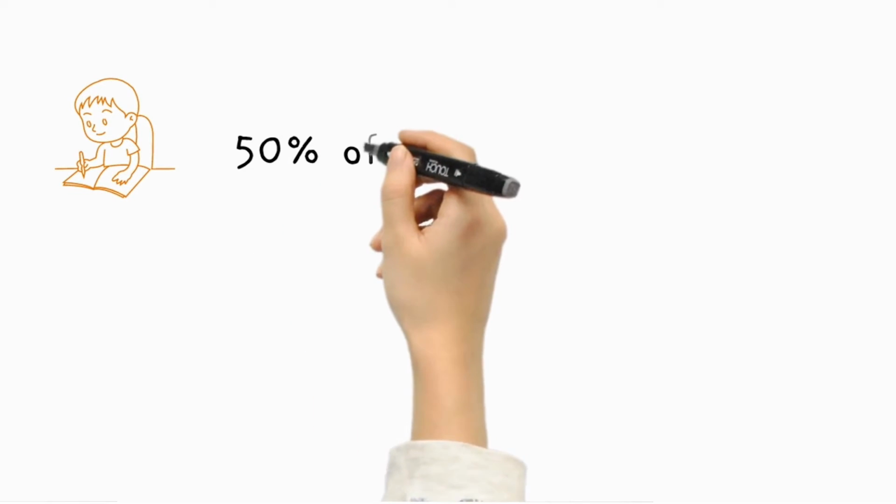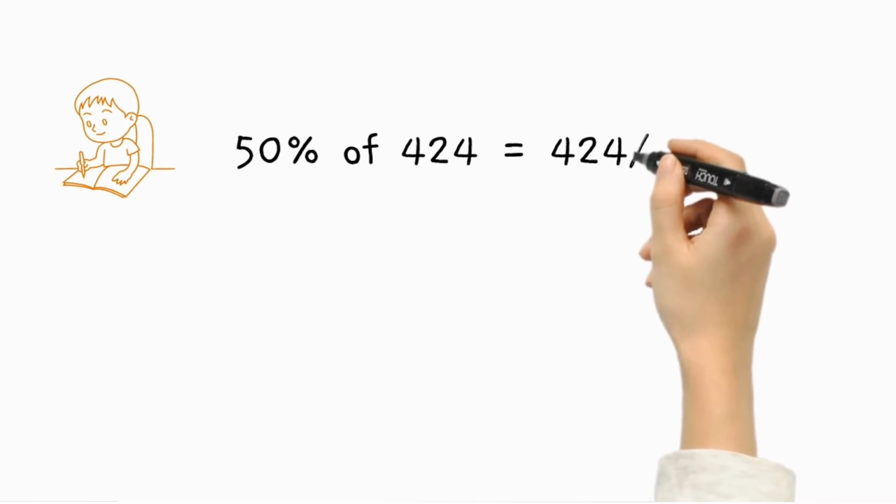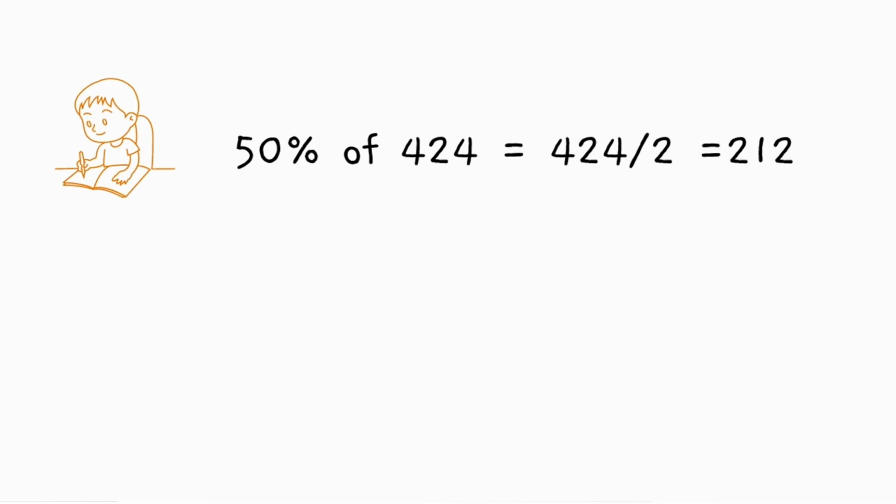Next, let us look into 50%, 5% and 0.5% calculations. You know, 50% of any number is half of its value, right? So 50% of 424 is equal to 424 divided by 2, and its value is 212.